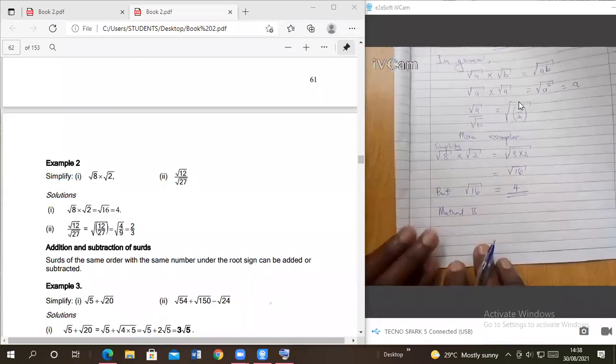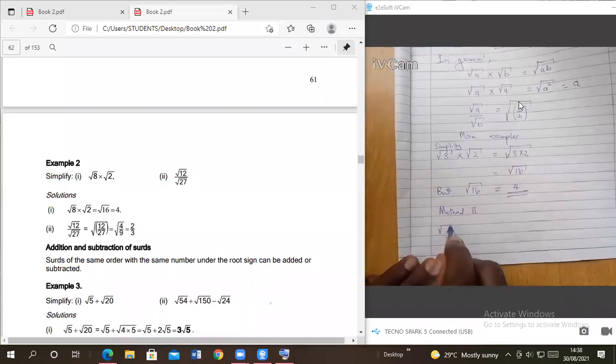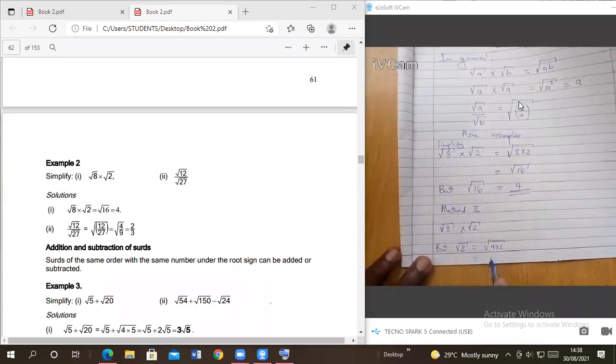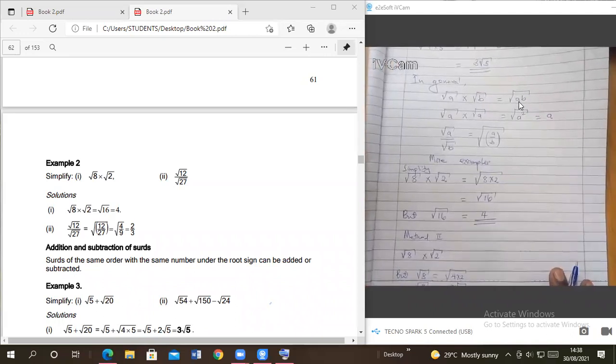Method 2, someone can decide to do it like this. You can say root of 8 times root of 2. When you look at this one we can't simplify it further, so we shall just simplify root of 8. We know that root of 8 is the same as root of 4 times 2, right? So root of 8 will give us 2 root of 2.